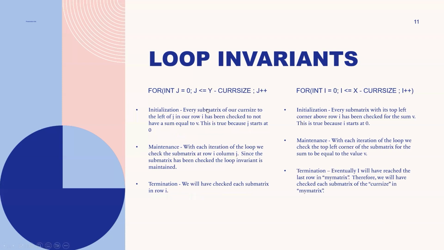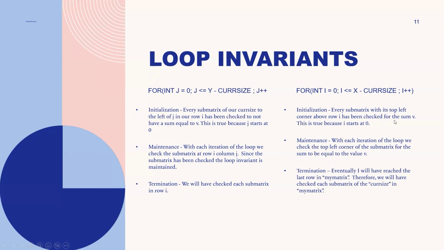For the next for loop, every submatrix of our current size to the left of J in row I has been checked to have the sum equal to V. And this is true because it starts at 0, so it hasn't checked yet. And then maintenance, with each iteration of the loop, we check the submatrix at row I, column J. Since the submatrix has been checked, the loop invariant is maintained. Termination, we'll have checked each submatrix in row I.